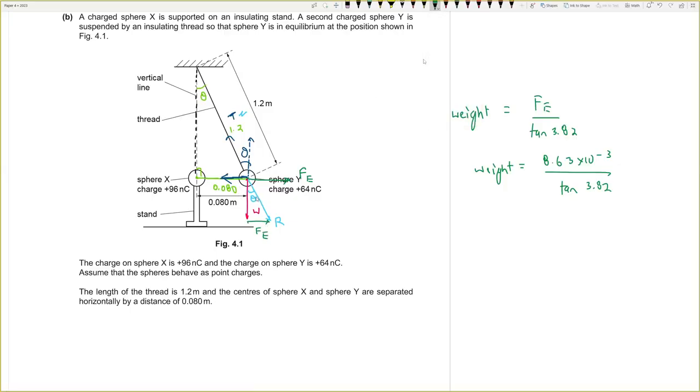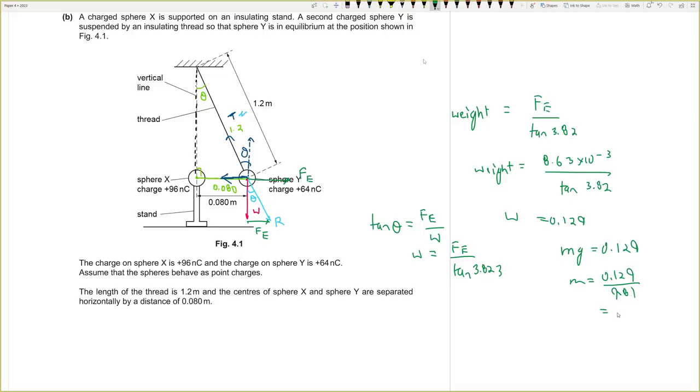So think about this. You have theta over here, you have the opposite length, and you also have the vertical length. So can we not apply this, that tan theta is equal to opposite, which is Fe, divided by weight? So weight is equal to Fe divided by tan 3.823, which will give you the same answer as 0.129. And then you know that mg is equal to 0.129. So m is equal to 0.129 divided by 9.81, which is 0.013. So that's how they did it.